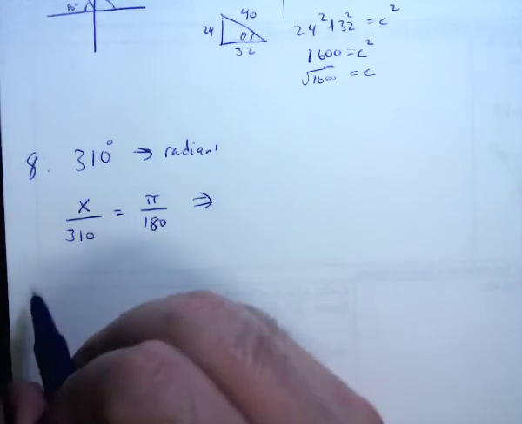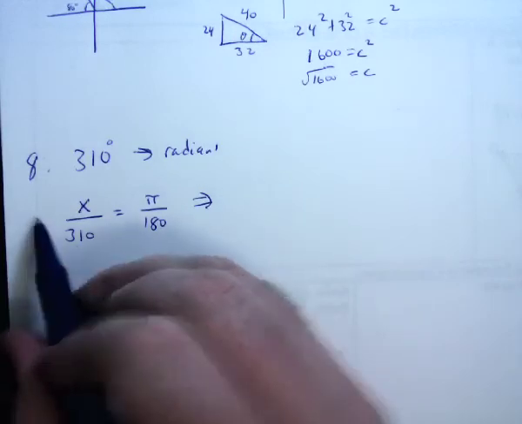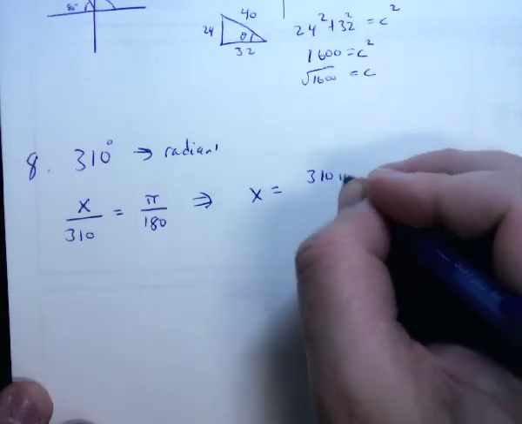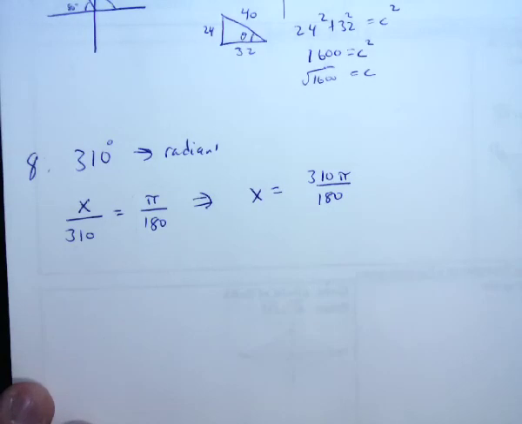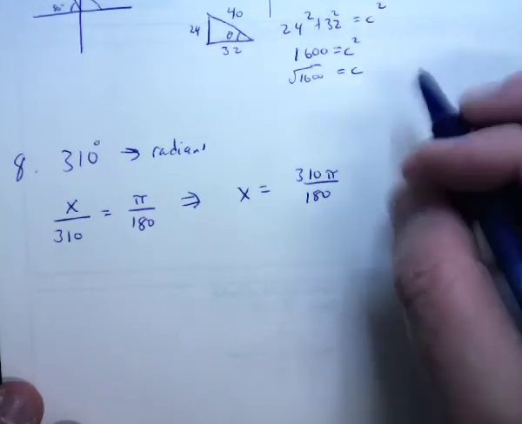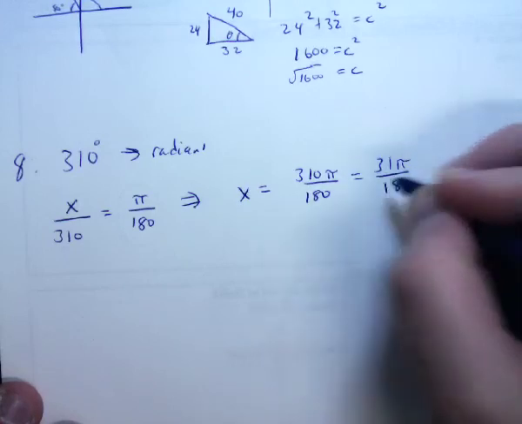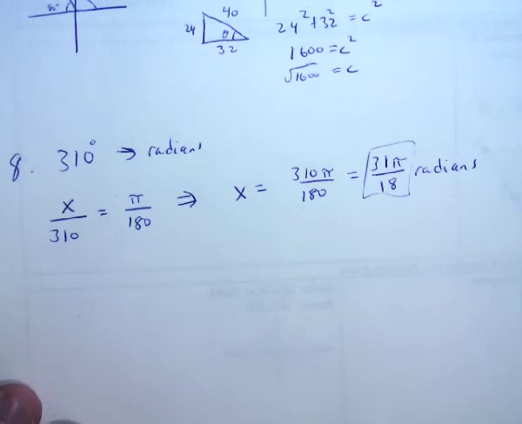So what we do, multiply by the denominator. So 310, we wanted to get it to go away. We multiply both sides by 310. And we get our answer, 310 pi over 180. We can make this a little bit better by dividing by 10. So that's going to be 31 pi over 18 radians. So that's how many radians 310 degrees is.